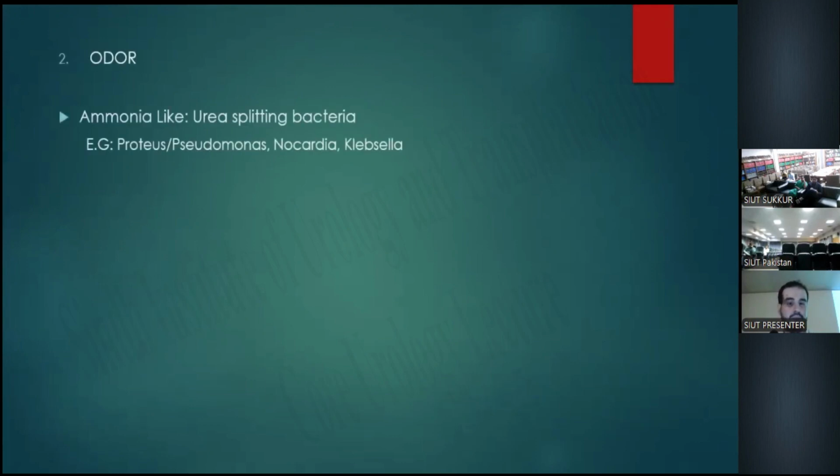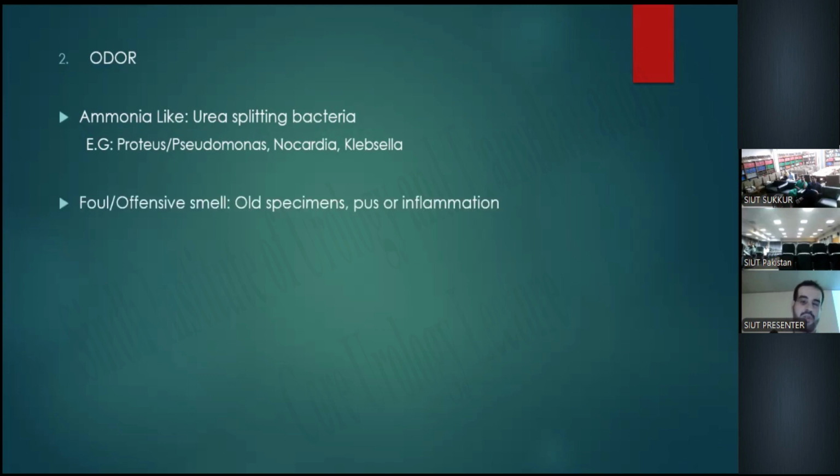Regarding odor, an ammonia smell of urine is caused by urea-splitting bacteria, for example Proteus, Pseudomonas, and Klebsiella. A foul smell can occur in cases of pus or inflammation. A fruity smell is caused by ketone bodies in the urine, in cases like diabetic ketoacidosis.